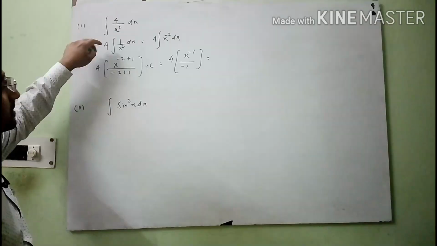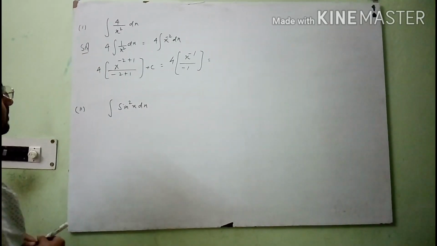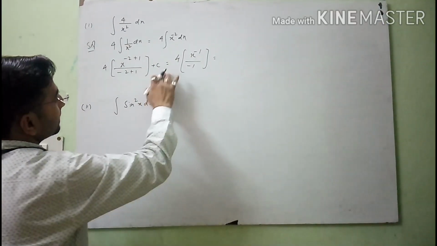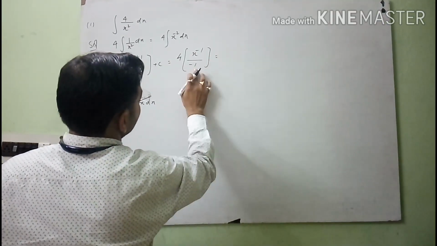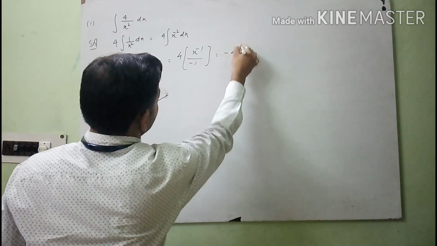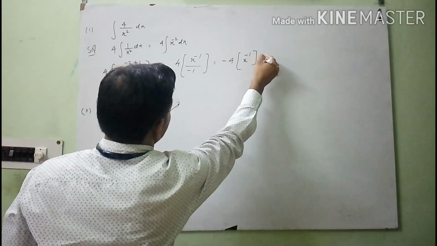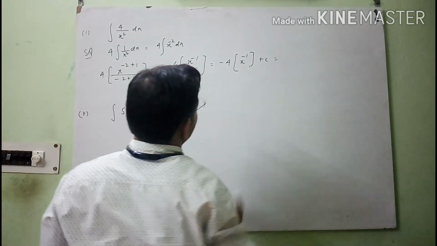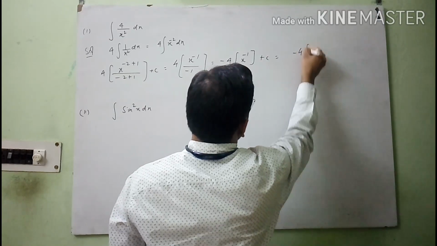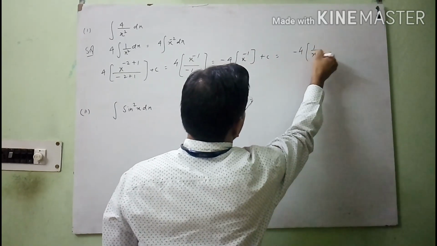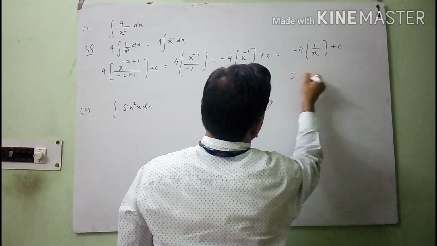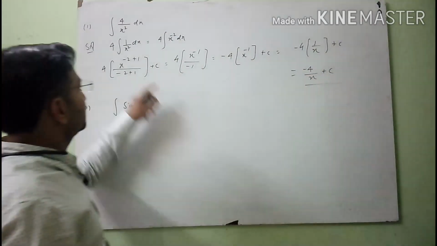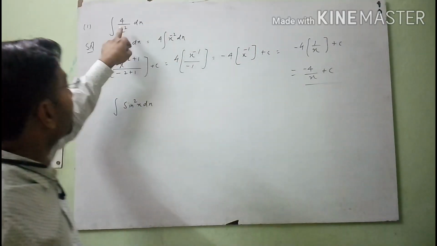Clear student? Student, here I have used the x raised to the power n+1 over n+1 formula, then we'll get this solution here. So minus 1 is product by 4, minus 4, and after that x raised to the power minus 1 dx, minus x raised to the power minus 1 plus c. Then at the final I will write here minus 4 x raised to the power minus 1 means 1 over x plus c. So our final answer is minus 4 over x plus c. So this is the solution for this problem.